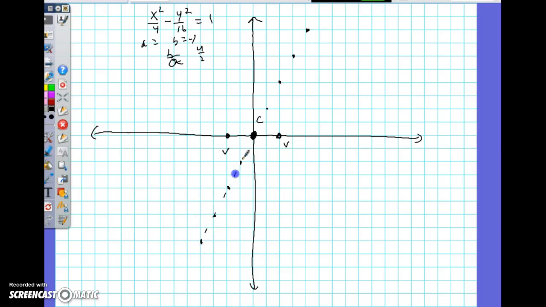Now do the negative slope. Negative 2 would be down 2 over 1, down 2 over 1, down 2 over 1. So my graph's going to look like this.